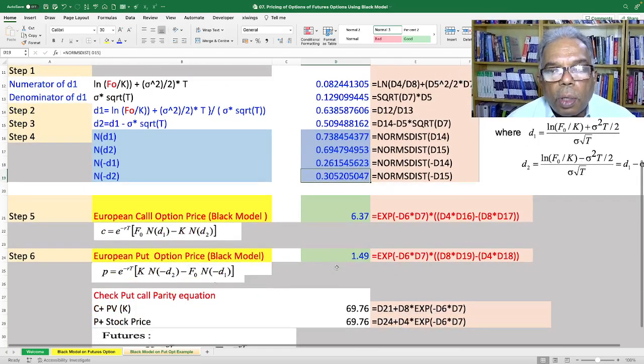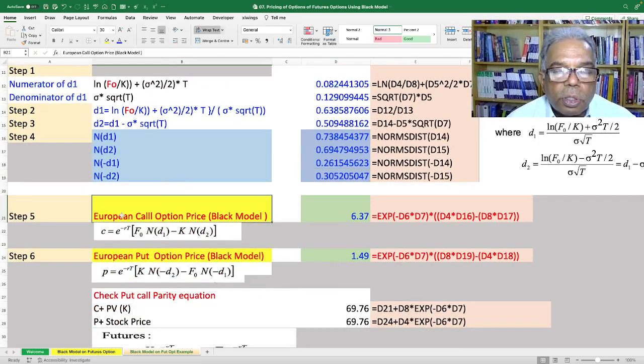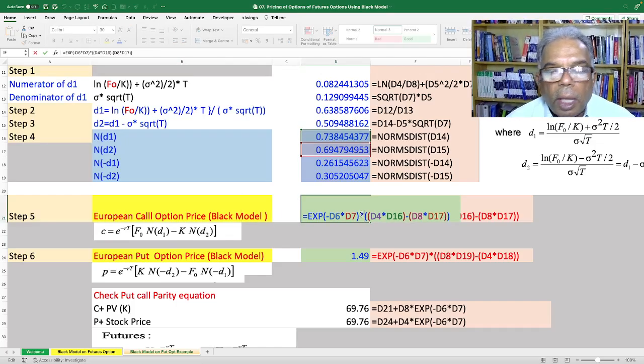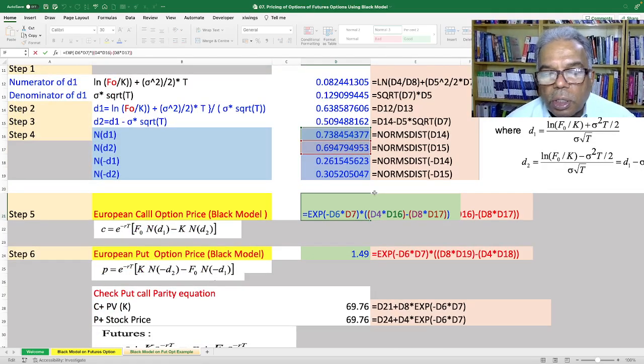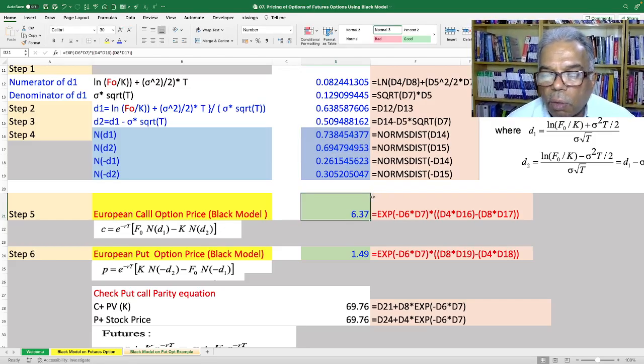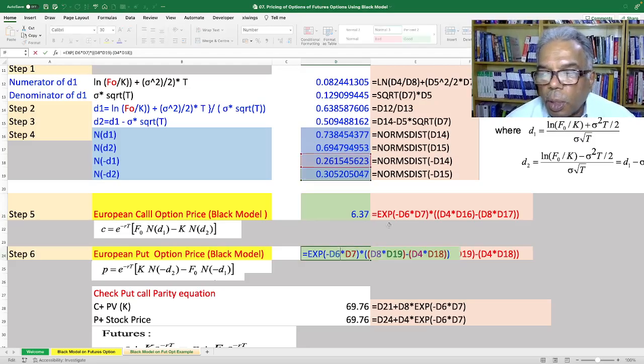Then we go straight into the European call option calculation for the futures option contract. We simply multiply e^(-rT) times F0 times N(d1) minus the strike price times N(d2), and this gives you a call option price of 6.37. The put option price similarly is e^(-rT) times strike price times N(-d2) minus F0 times N(-d1). So we got 1.49.